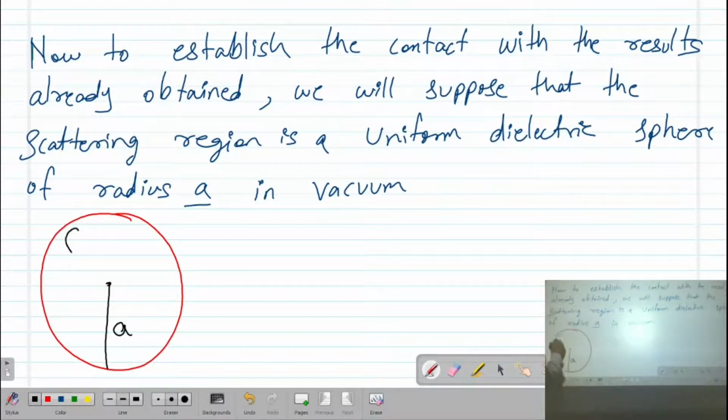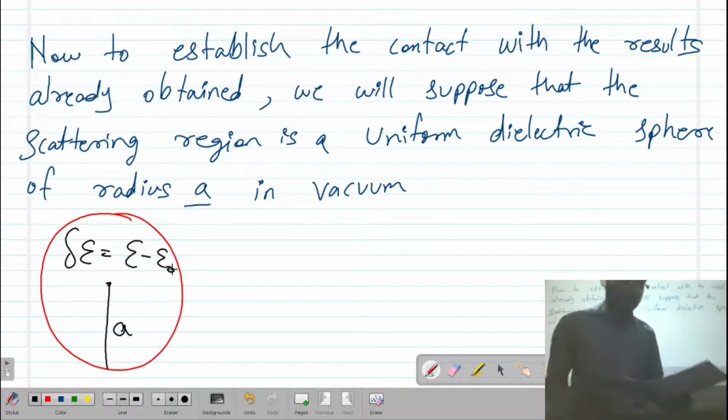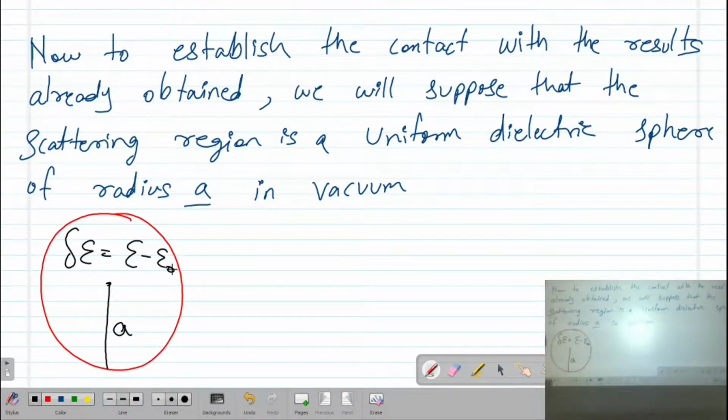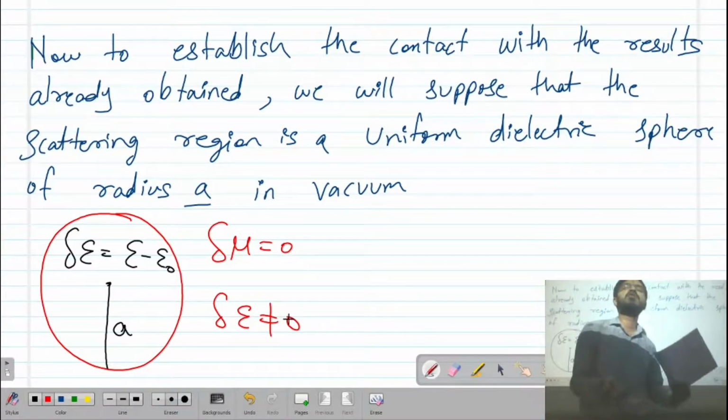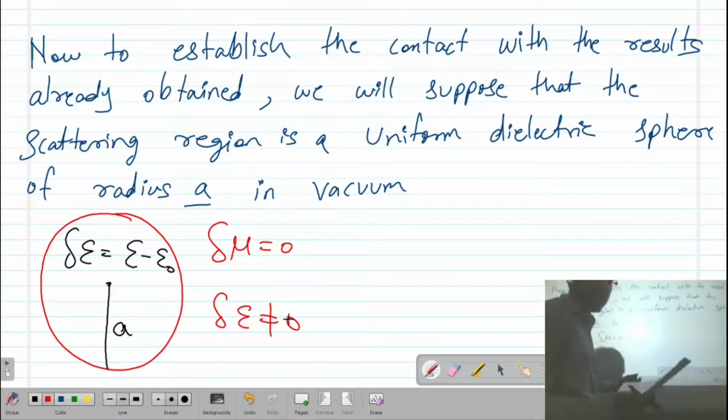It will have delta epsilon equals epsilon minus epsilon 0. Delta is nothing but the change. Now remember, over here it is a dielectric sphere, so delta mu will be 0 and delta epsilon will not be 0. Delta mu will be 0 because it's a dielectric sphere, so it will only have electric properties. It will not induce a magnetic dipole moment, so it will not change the permeability.